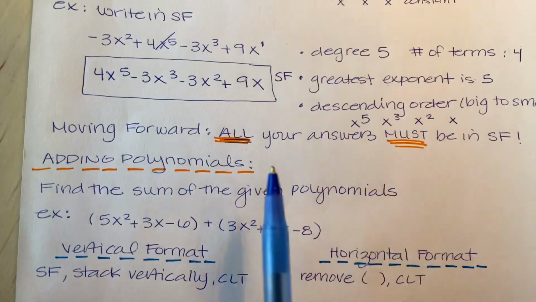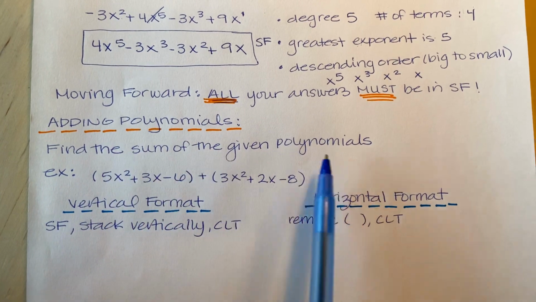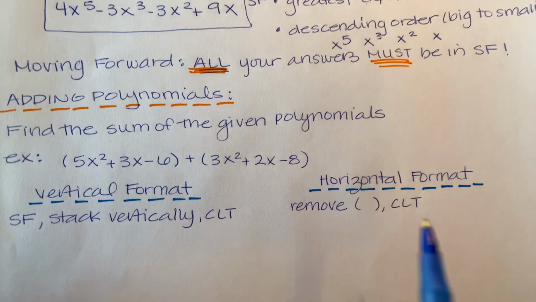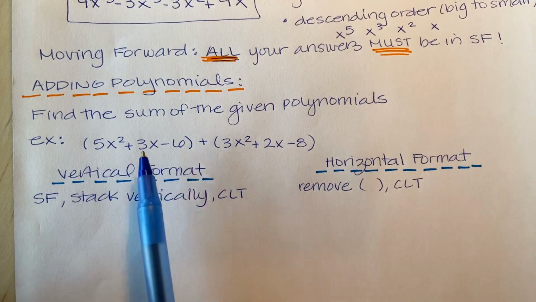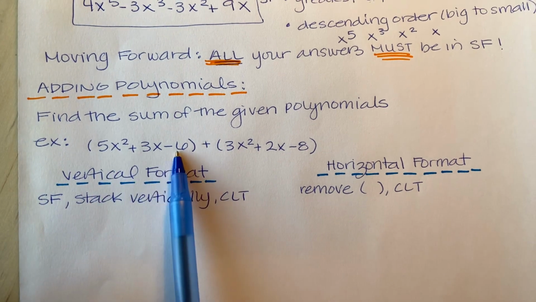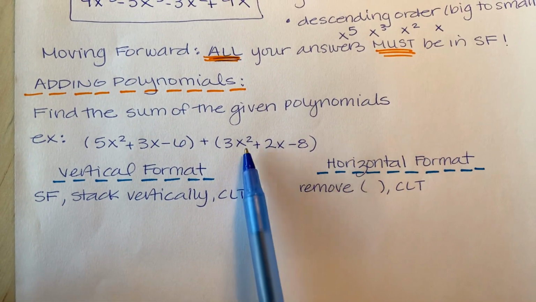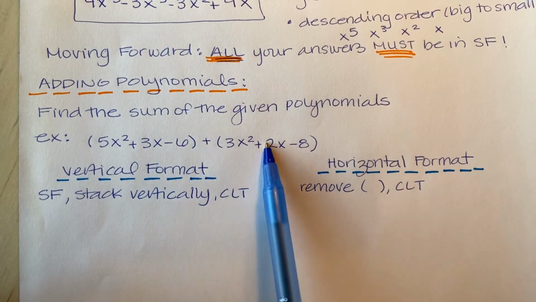So anyways, okay, adding polynomials. So now we're going to go ahead and add. So find the sum of the given polynomials, right? So sum, meaning combine like terms. Okay, so we have 5x squared plus 3x minus 6. That's 1, right? So that's a trinomial, 1, 2, 3 terms. Plus another trinomial, right? 1, 2, 3 terms. So this is a trinomial plus a trinomial.